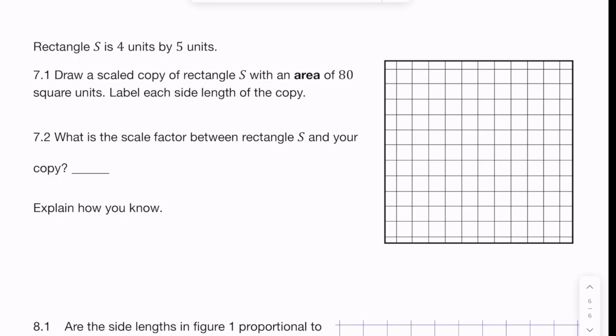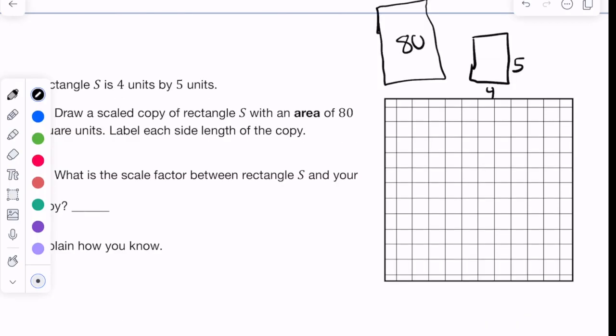Okay, last page. Rectangle S is 4 units by 5 units. 7.1, draw a scaled copy of rectangle S with an area of 80 square units. Label each side length of the copy. So to do this, we just have to think about how do I get a rectangle that has an area of 80 square units. To find the area of a rectangle, we multiply the side lengths. So what are two numbers that multiply to give me 80? 8 and 10 are two numbers that multiply to give me 80.